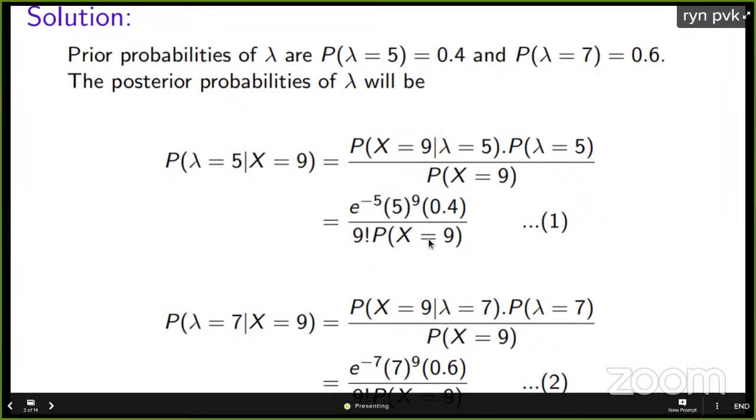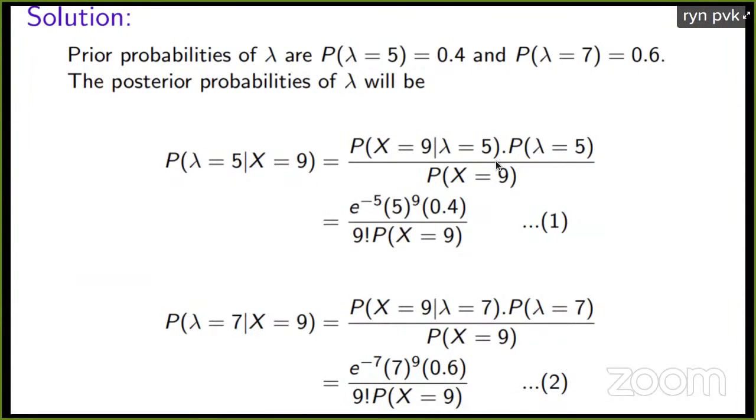We will use the law of total probability. For now we'll discuss the numerator. The probability that lambda equal to 5 is given, the prior probability, which is 0.4, right? Everyone is okay with this? Yes, sir. Then what about the probability that x equal to 9 given that lambda equal to 5?